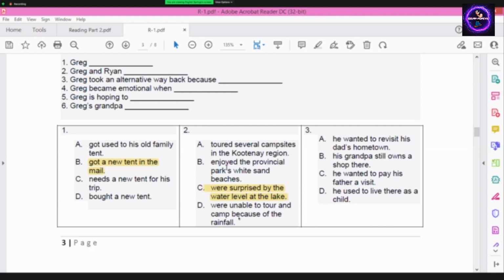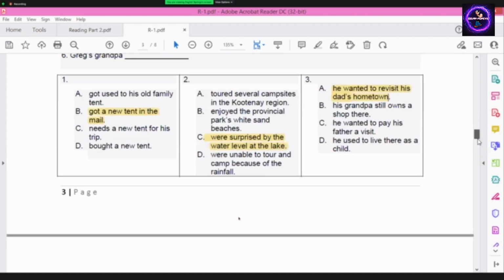Go for the eliminations and you can come up with the right one. Okay. What about the third one? What did you choose? A, ma'am, he wanted to revisit his dad's hometown. His grandpa still owns a shop there. No, he wanted to pay his father. If father doesn't stay, he has to live there as a child. No, he visited there a couple of times as a kid. He didn't live there. Yeah, he visited there. That's why D was not there. Yeah, A is only about 90% right.